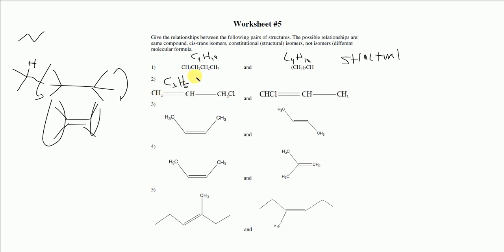And then I have one chlorine, right? I have 1, 2, 3 carbons. I have 1, 2, 3, 4, 5. Okay, and I have one chlorine. Okay, so they are the same. So these are isomers. They are isomers now.